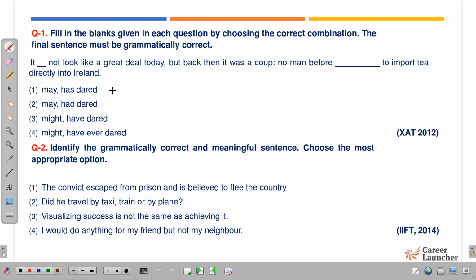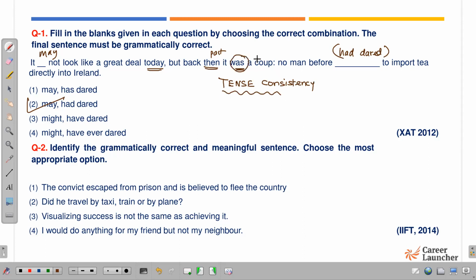Okay, now this was a very interesting question. The answer correctly would be the second one. It may not look a great deal today, but back then, in the past, it was a coup no man before had dared. Because this is completed to report. So remember, tense consistency: tenses should remain the same in a consistent form. So there was, and according to this, no man before had dared to import tea into Ireland.